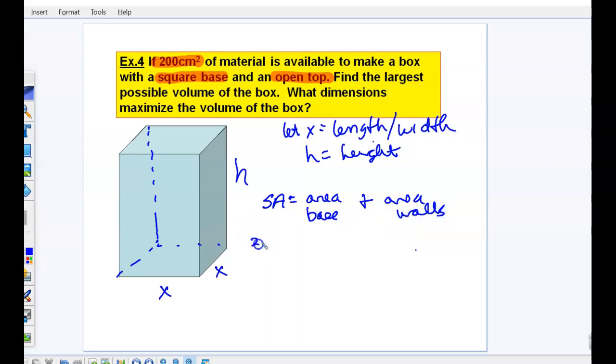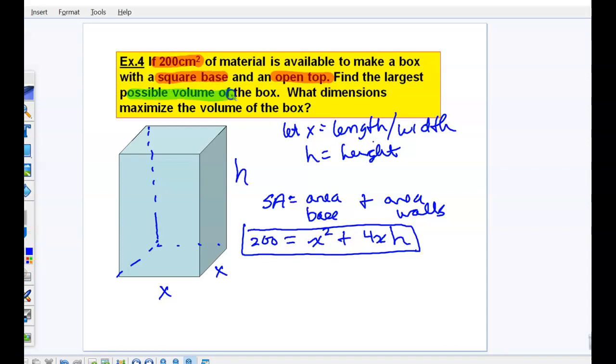So the surface area is 200. The area of the base would be x times x, which is x squared. And the area of one wall would be x times h, and since they're all the same size, there's 4 of them, so there would be my surface area formula. Now we're asked to find the largest possible volume. So my second formula is going to be the volume of this box, which is x squared times h.